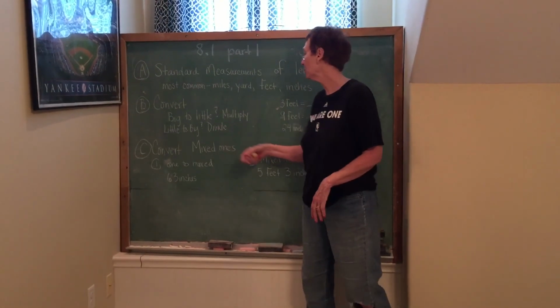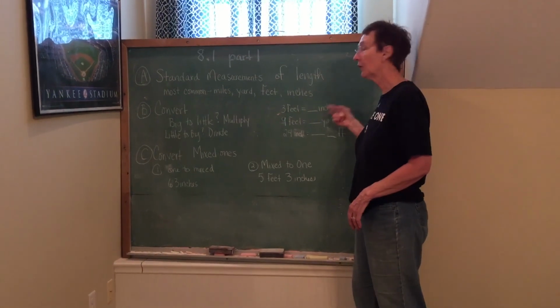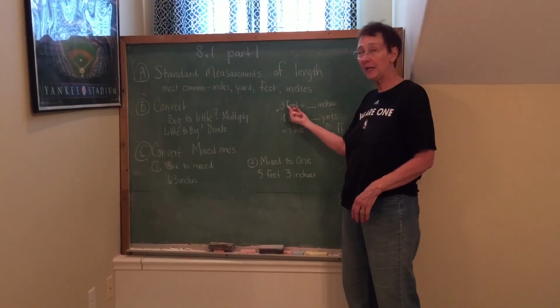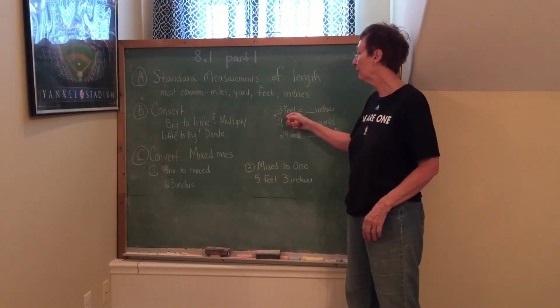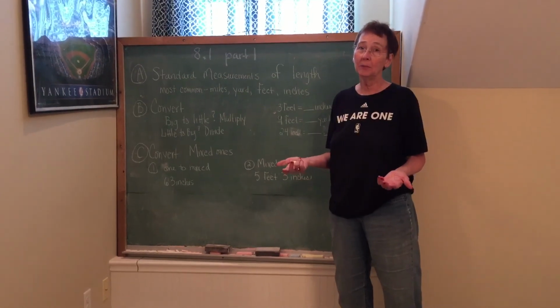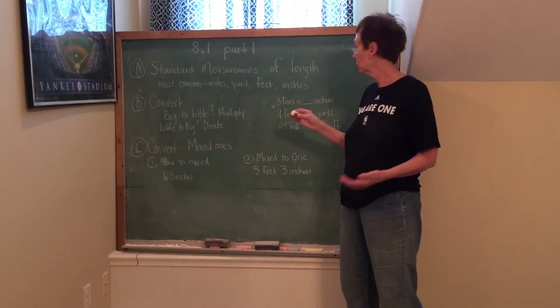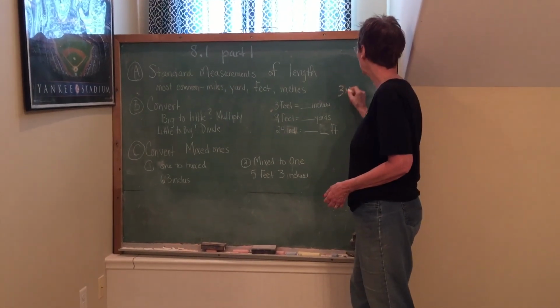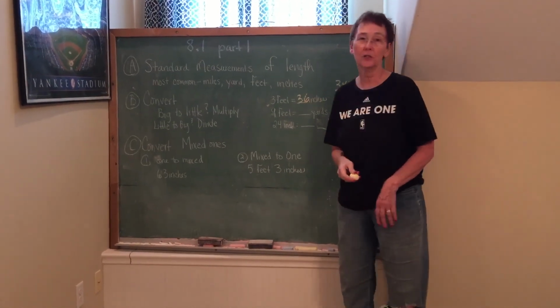So, some examples with converting. Let's say that I have 3 feet and I want to convert it into inches. Well, a foot is bigger than a little inch, so I'm going from big to little, so I'm going to be multiplying. Well, what am I going to be multiplying by? How many inches are in a foot? There's 12, so you're going to take 3 and multiply it times 12, and that's how you get the 36.